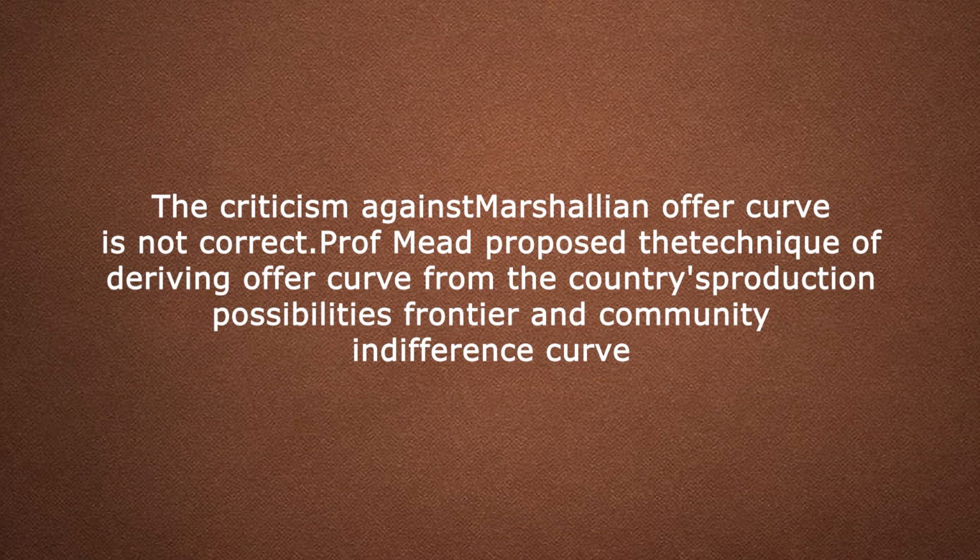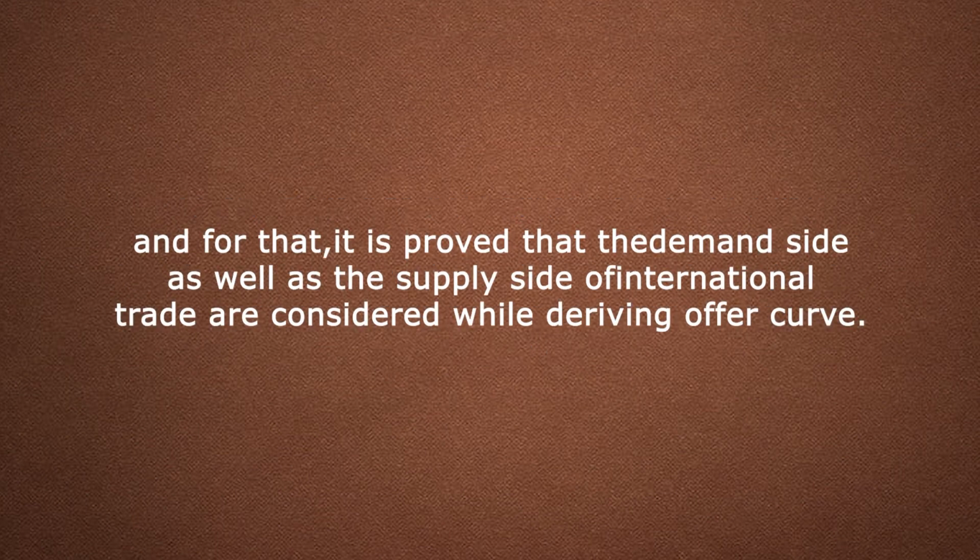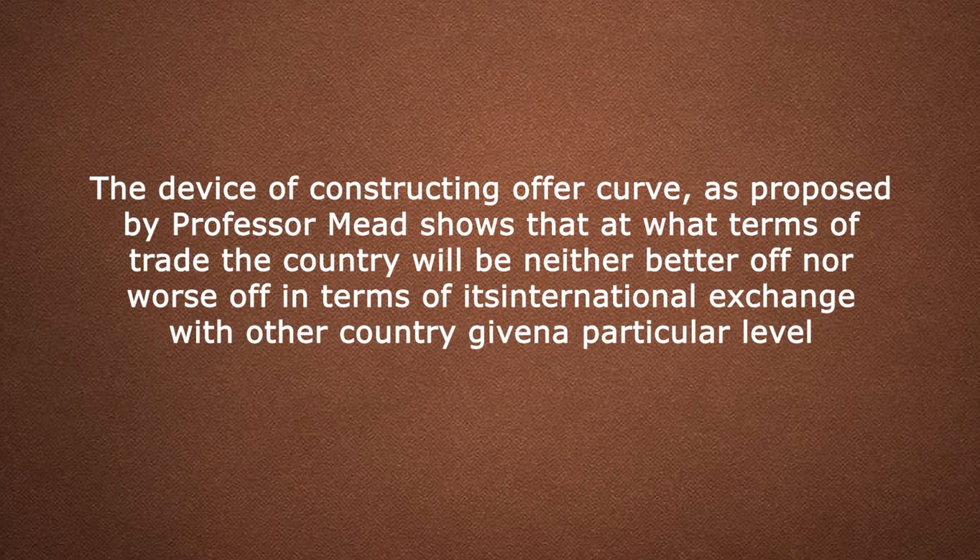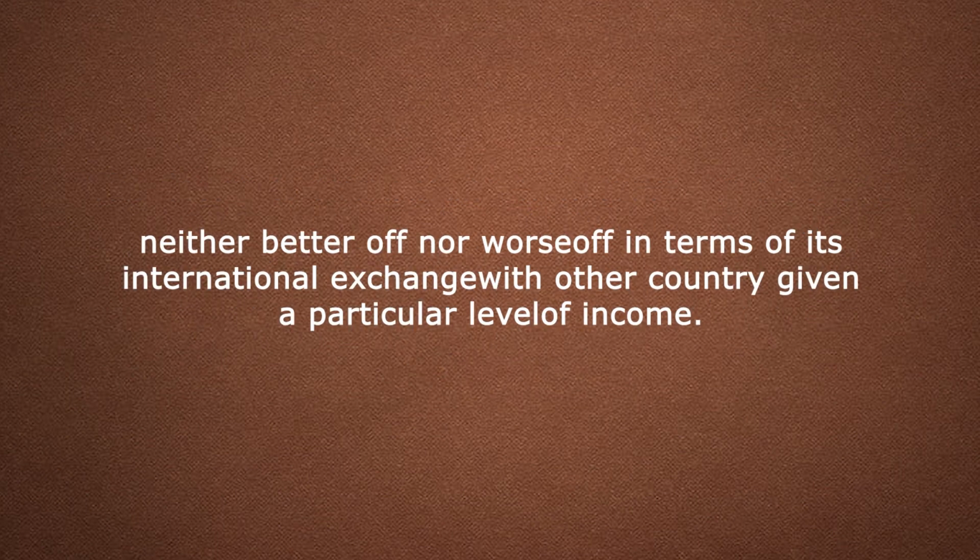Professor Mead proposed the technique of deriving offer curve from the country's production possibilities frontier and community indifference curve, and for that, it is proved that the demand side as well as the supply side of international trade are considered while deriving offer curve. The device of constructing offer curve as proposed by Professor Mead shows at what terms of trade the country will be neither better off nor worse off in terms of its international exchange with the other country given a particular level of income.